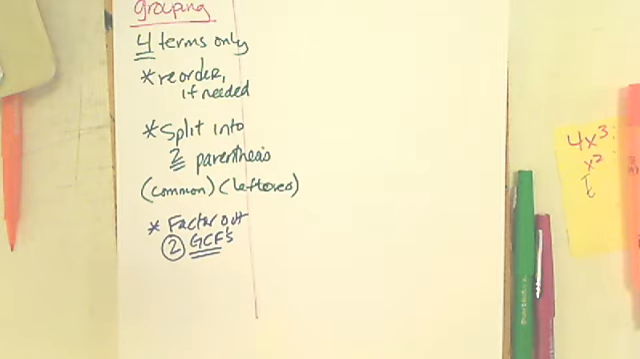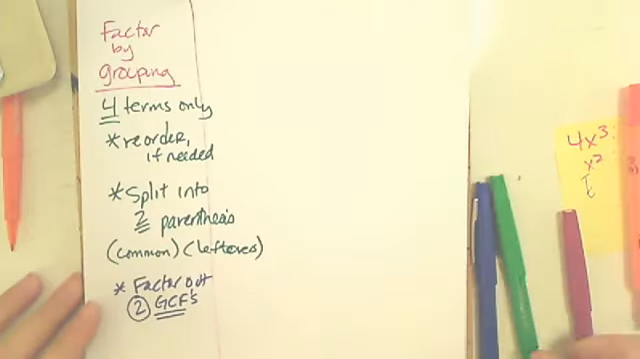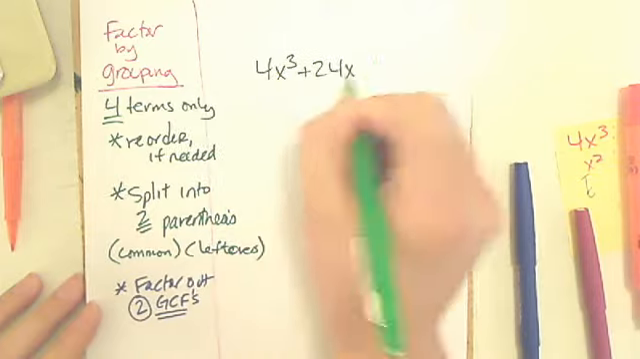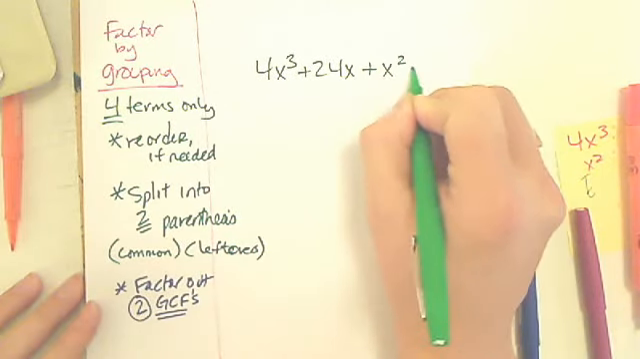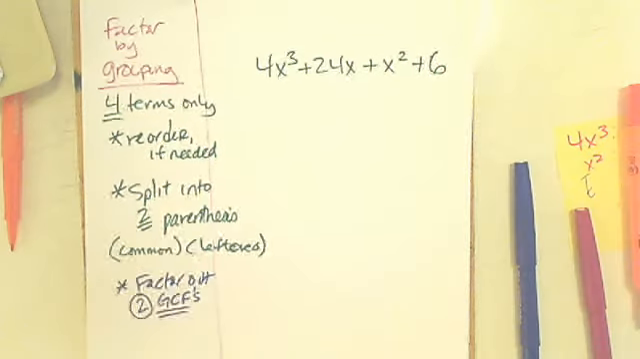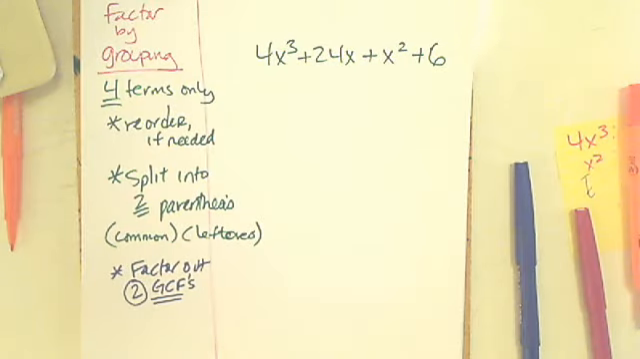It's kind of tricky. Okay, so let me show you the first one and we'll go through it step by step. 4x cubed plus 24x plus x squared plus 6. You said square. X squared, no, on the first one. Oh, I'm sorry, 4x cubed.